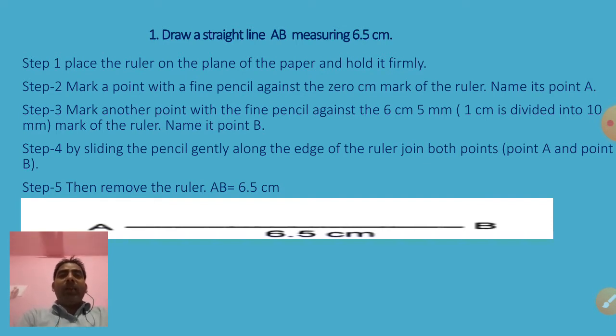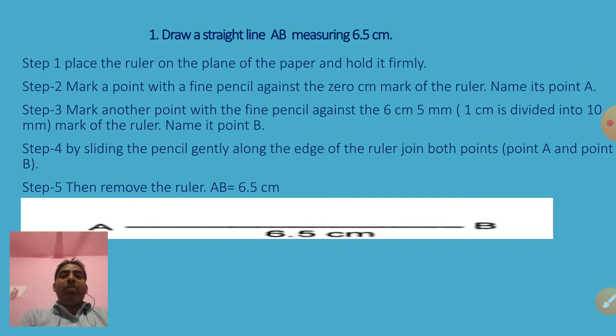Step 1, you have to take a ruler and place the ruler on the plain paper and hold it firmly. In the second step, mark a point with a fine pencil against the 0 centimeter mark of the ruler. Name this point A. Third step, mark another point with a fine pencil against 6 centimeter and 5 millimeter, where 1 centimeter is divided into 10 millimeter on the ruler. It is marked now. Name this point B.